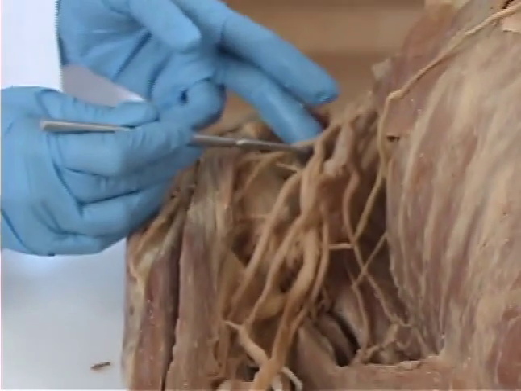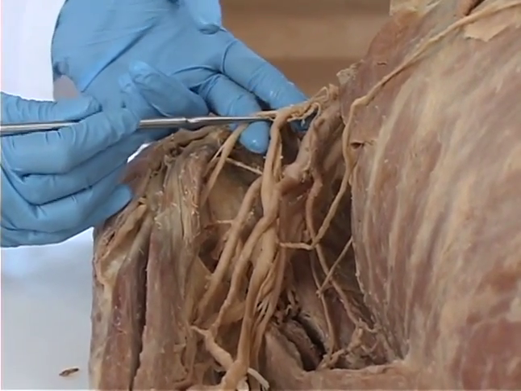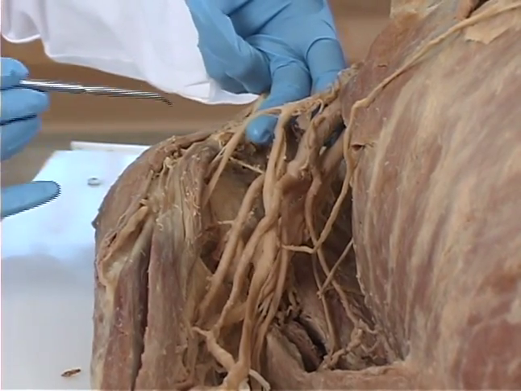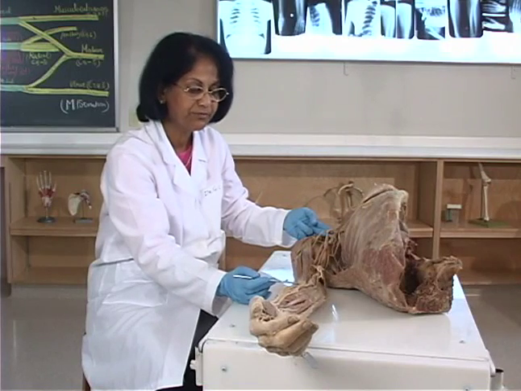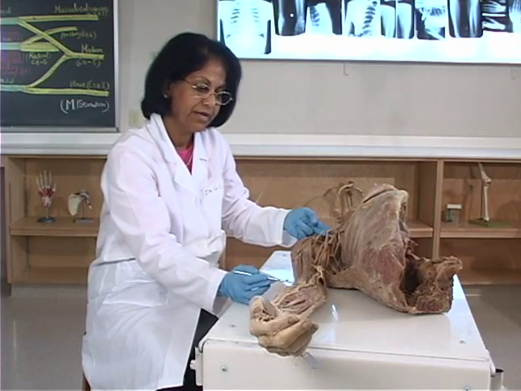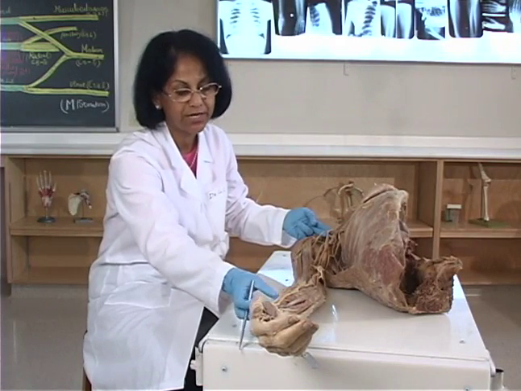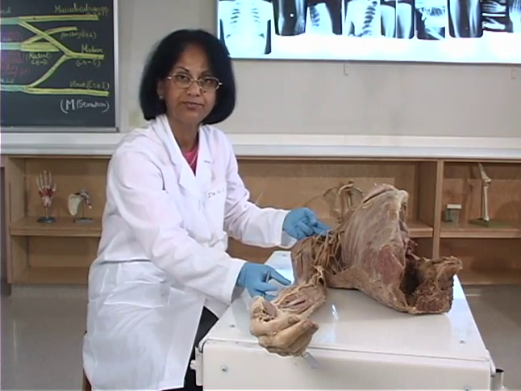Injury to the musculocutaneous nerve at this point will cause the weakness of the shoulder flexion, weakness of the elbow flexion, and loss of the sensation over the lateral surface of the forearm.